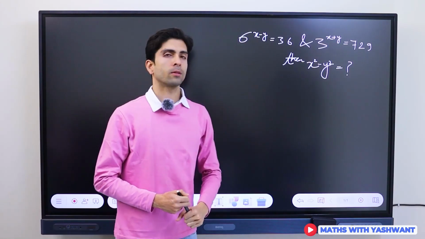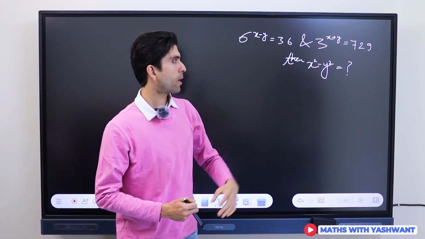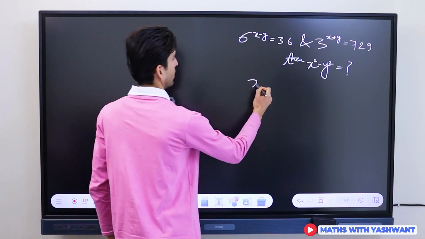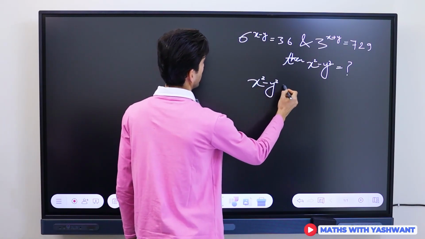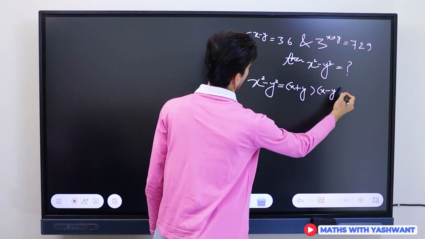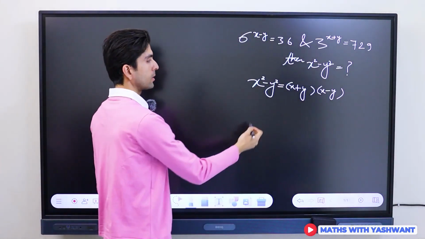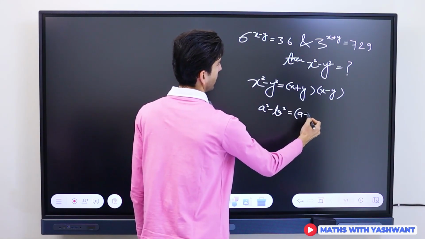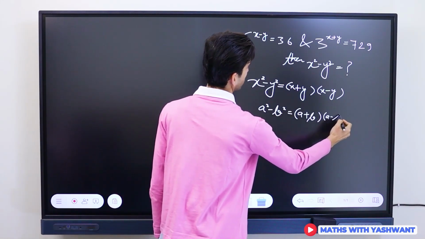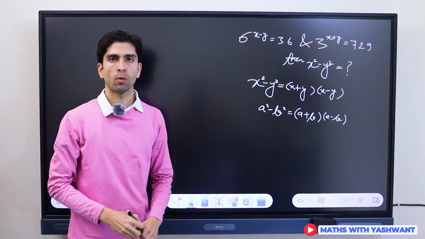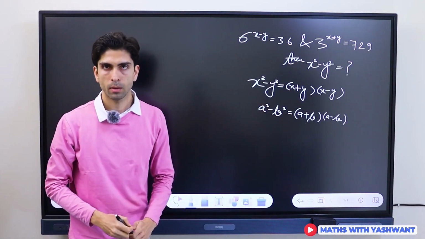One more thing I would like to specify here, as we have to find the value of x square minus y square, which can be written as x square minus y square is equals to x plus y into x minus y with the help of identity a square minus b square is equals to a plus b into a minus b. I hope you all must be knowing this identity. You were taught this in your earlier classes, right?